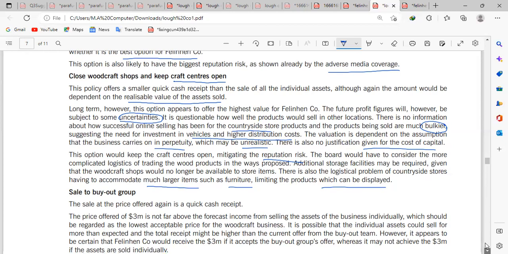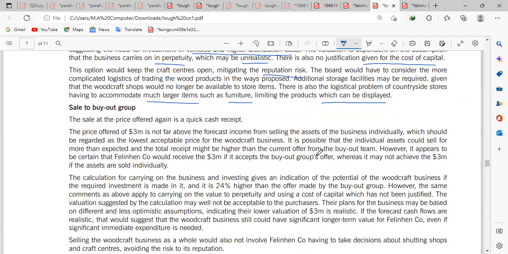Now, what was the last part of this? The last part of this was that we will be investing the required funds. The sale at the price offered is a quick cash receipt. The price offered of 3 million is not far above the forecast income from selling the assets of the business individually, which should be regarded as the lowest acceptable price, because I told you in the first paragraph, when you are selling your assets individually, this is giving you the lowest or the floor value.